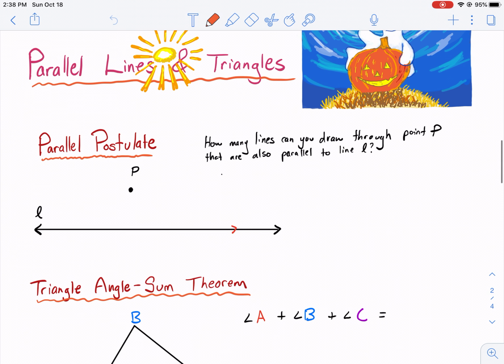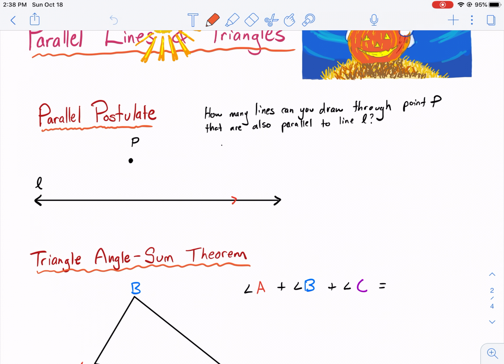Let's get started. This first one, not really a useful thing. I know I said this is a useful section, but this first one's kind of, in my opinion, pretty obvious. How many lines can you draw through point P that are also parallel to line L? And the answer is, do you have a prediction?